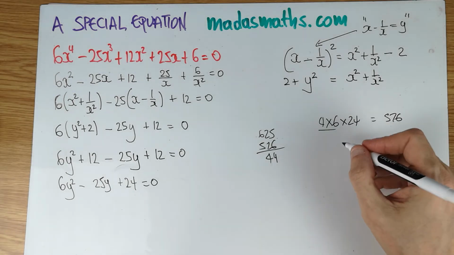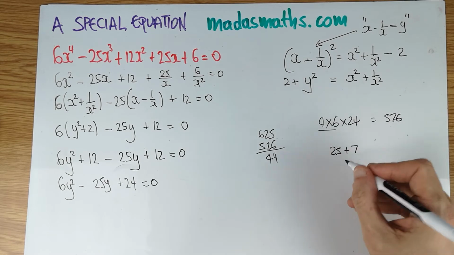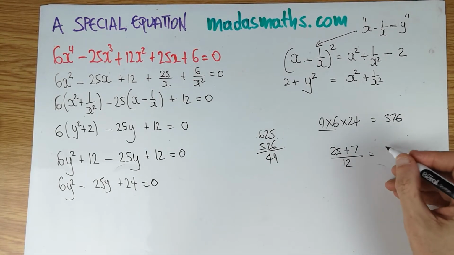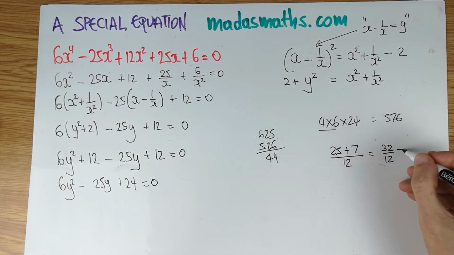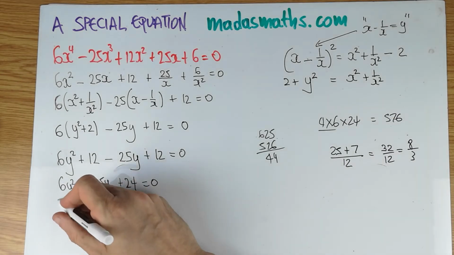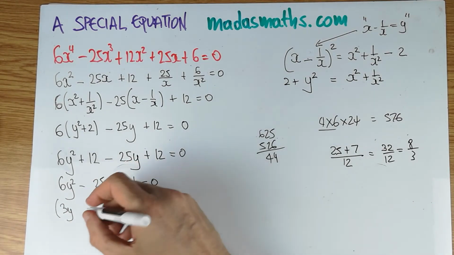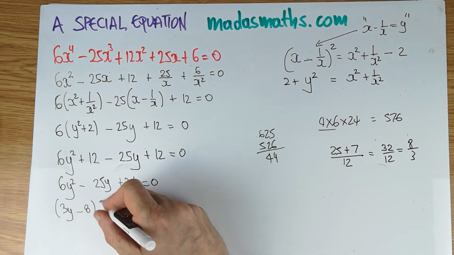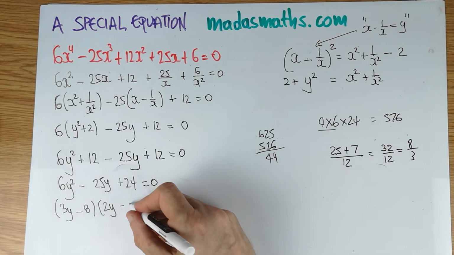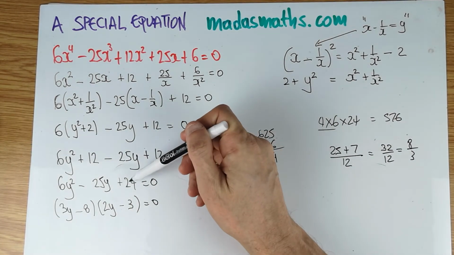And I'm going to use the quadratic formula sneakily. So it's going to be 25 plus 7 divided by 12. You can use whatever method you want. So that's 32 divided by 12. Divide top and bottom by 4: 8/3, one of the solutions. So this factorizes to 3y minus 8. And the other one quite clearly is going to be 2y minus 3.